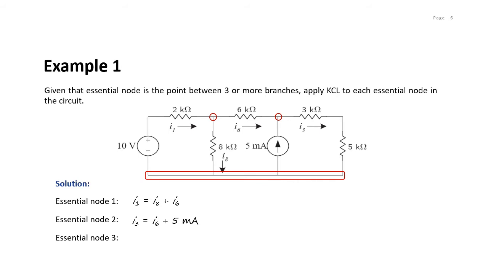So here you can see that there are 4 branches that are connected to this essential node. So you have I1 leaving, I8 entering, and then you have 5 milliampere leaving, and I3 entering as well. So let's do the equation, apply KCL. So it should be I1 plus 5 milliampere, which is current leaving, equals I8 plus I3.